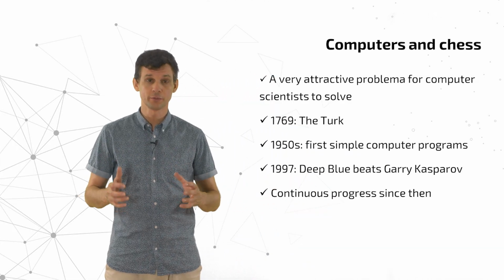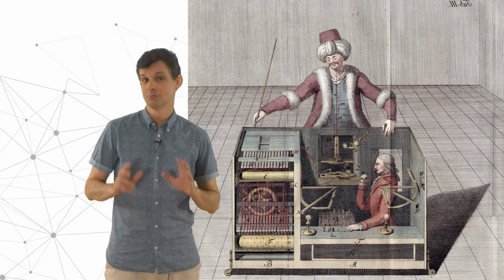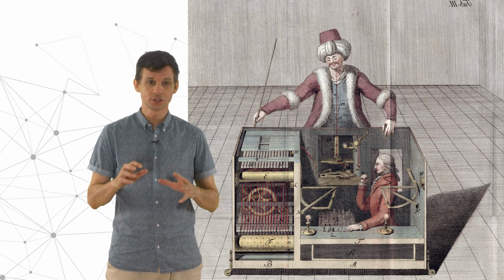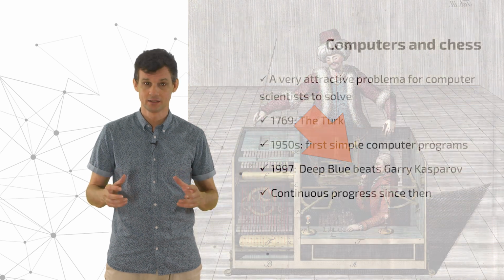The first known automaton to play chess was the Turk in 1769. But this was a cheat. The Turk was actually operated by a human and was thus not fully mechanical.